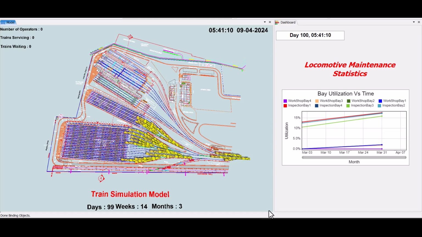The expected outcomes include improved scheduling to reduce conflicts and downtime, optimized resource allocation, enhanced decision-making through data-driven insights, and a demonstration of feasibility showing how simulation can effectively address real-world maintenance scheduling challenges.